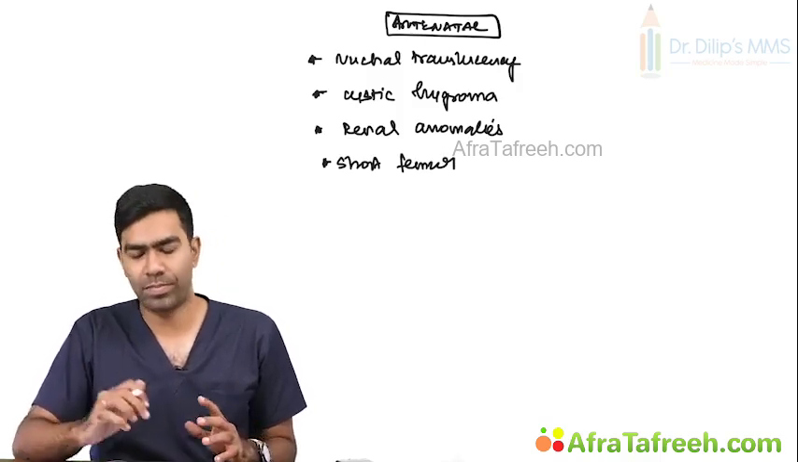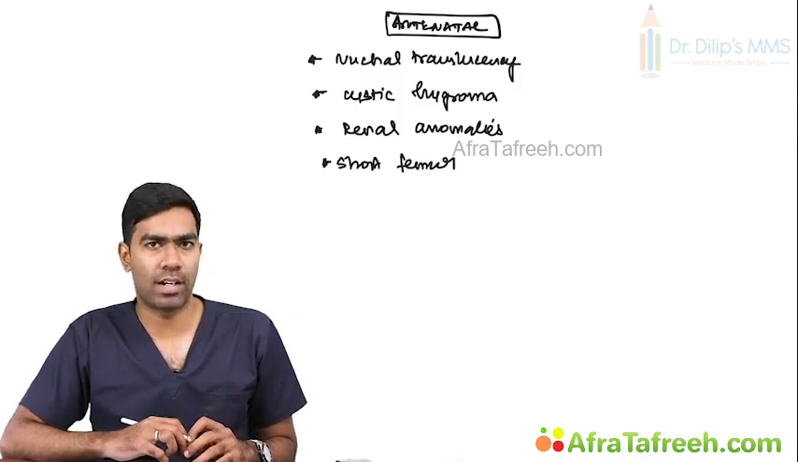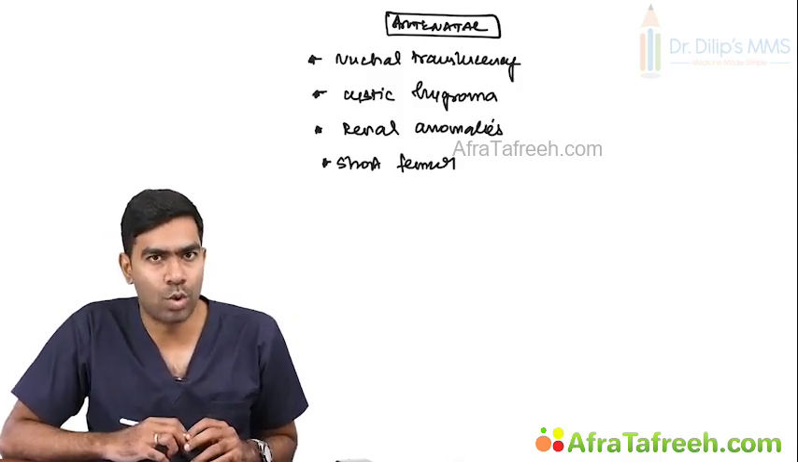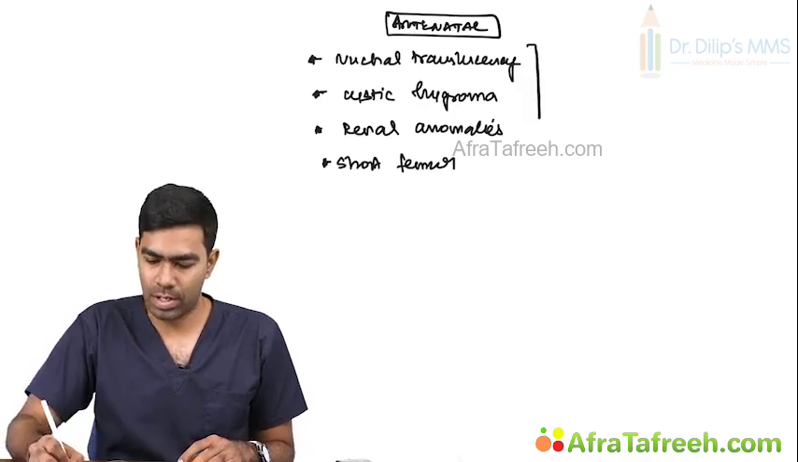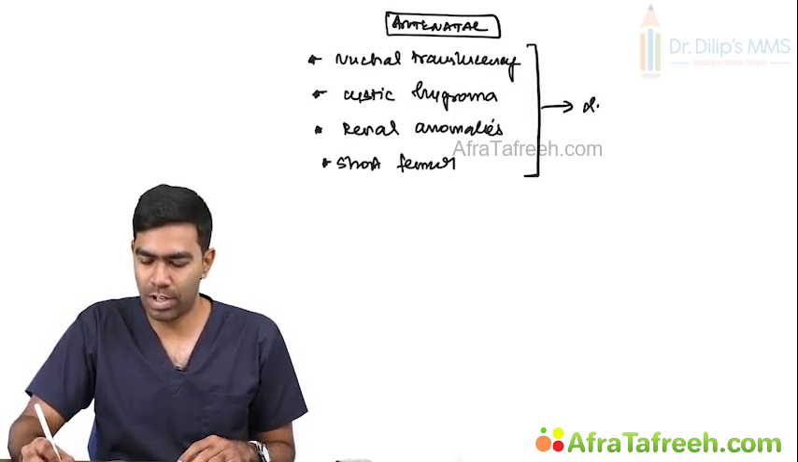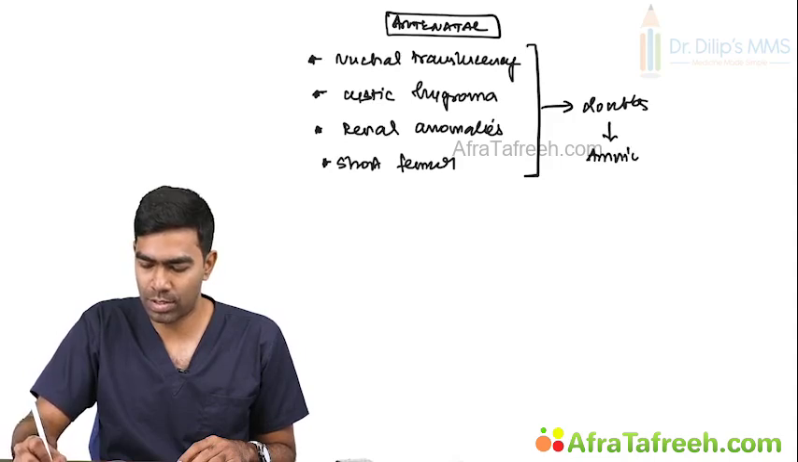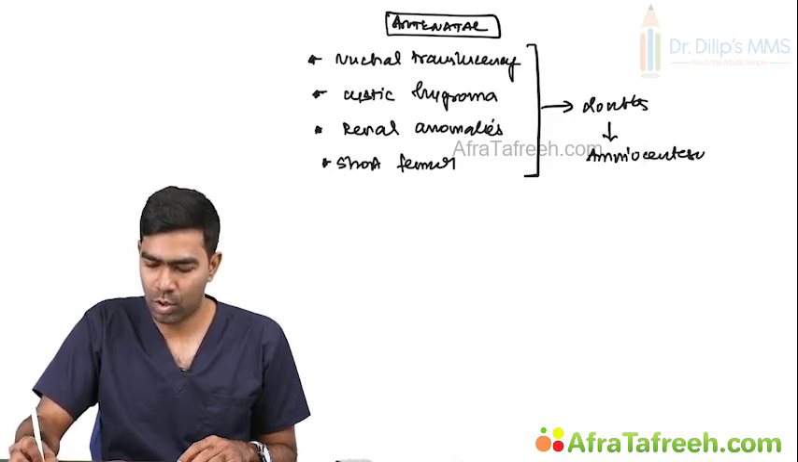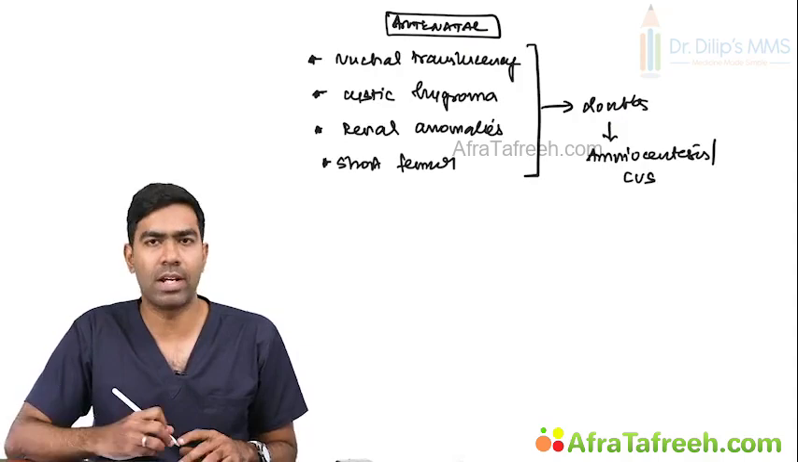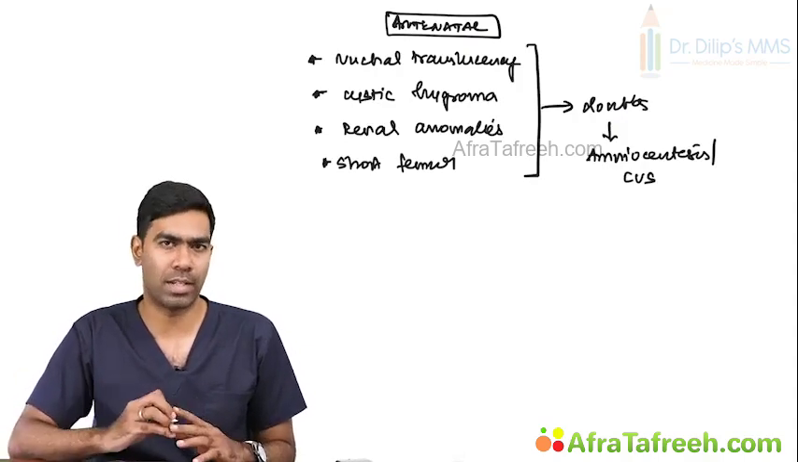Clear? These are some of the findings in the antenatal ultrasound that will probably alert you towards a diagnosis of Turner syndrome. But please do remember, whenever you have doubts regarding Turner syndrome, the next step is always doing an amniocentesis or a chorionic villus sampling and then doing a karyotype. This is the best thing.